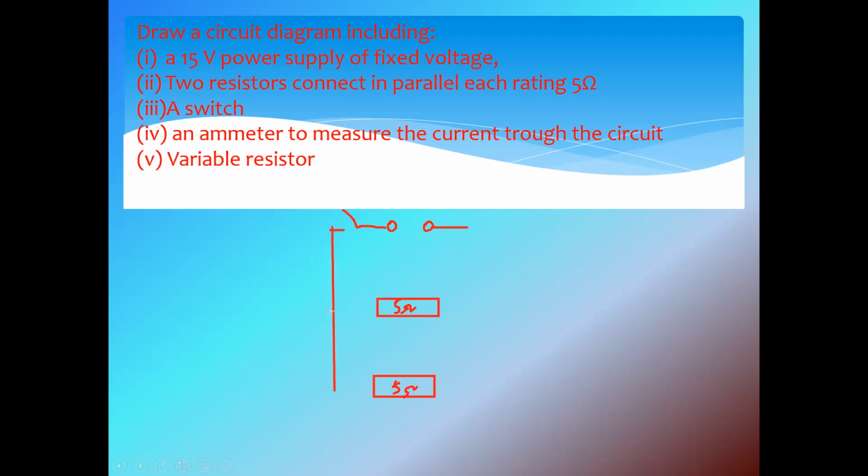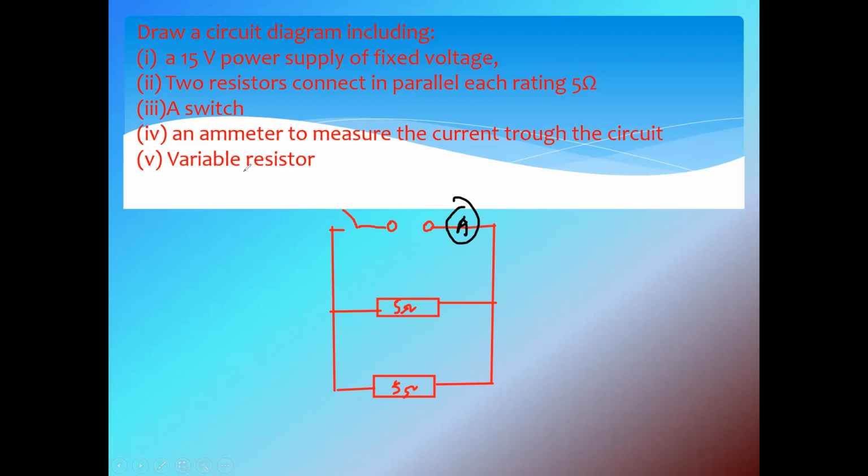If you want to measure the total current in the circuit, then the ammeter should be connected next to the power supply. If they ask to measure the current in each resistor, then the ammeter should be connected in series with the resistor. Because they are asking to measure the current through the circuit, it means the total current, so the ammeter goes before or after the power supply.